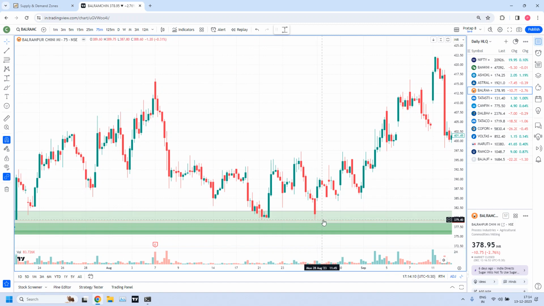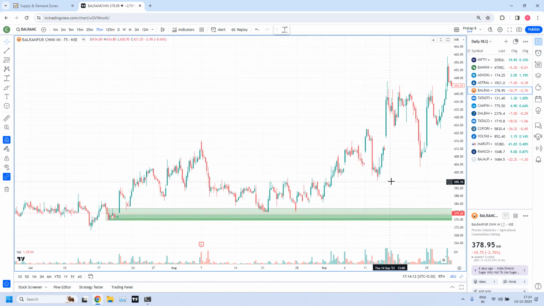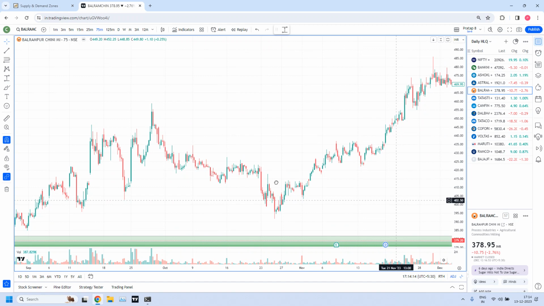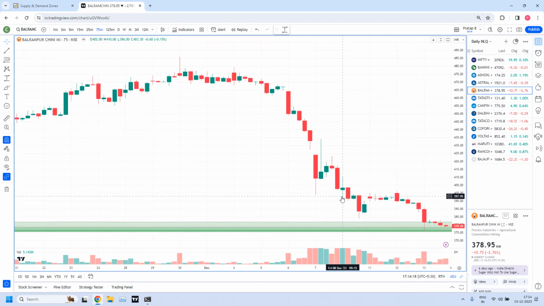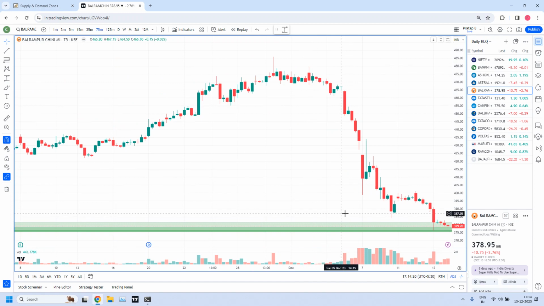It has given opportunities in this stock. But today prices entered into this zone. First time they entered into this zone, the 75 minutes area.